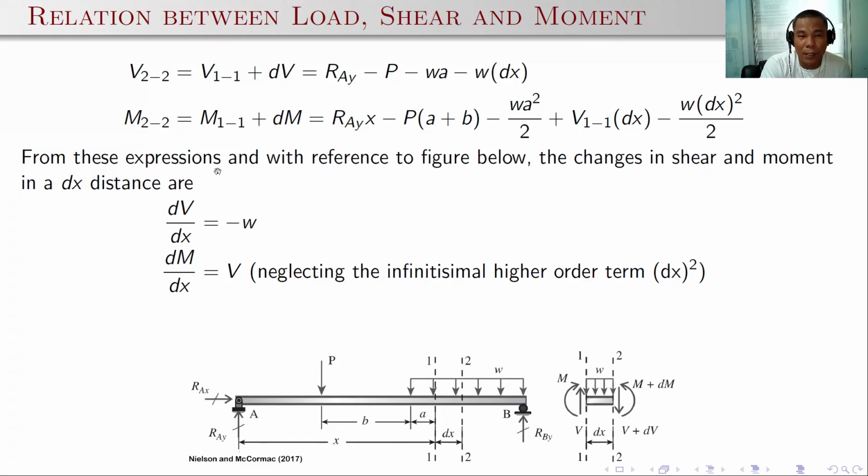So that from these expressions and with reference to the figure below, the changes in shear and moment in a distance dx are: dV over dx, taking the first derivative of the shear V with respect to x, is equal to minus w. And also if we take the derivative of M with respect to x, the result will be only this portion, the shear V. How about this one? Actually, this should be added, but this is infinitesimally small, because dx is very small, and a very small number squared becomes smaller. So that's why the change in moment with respect to x is only the shear V.